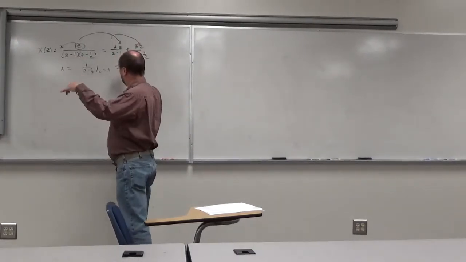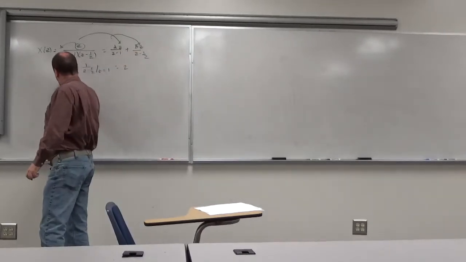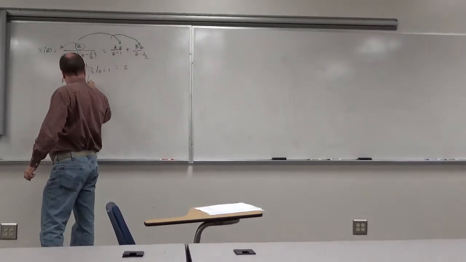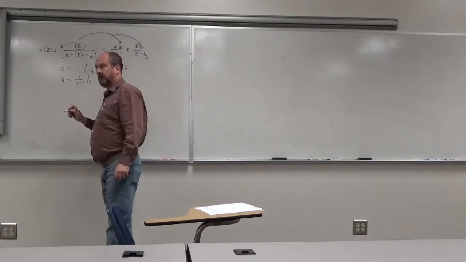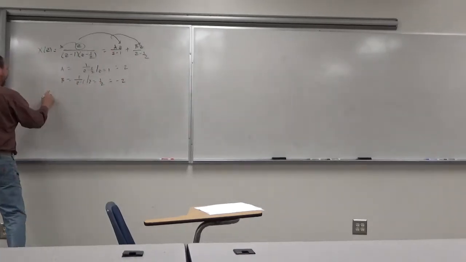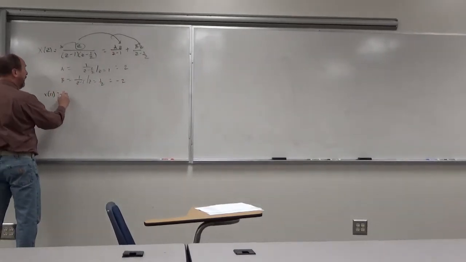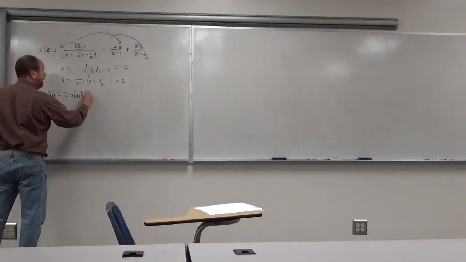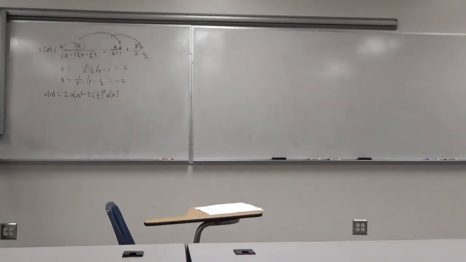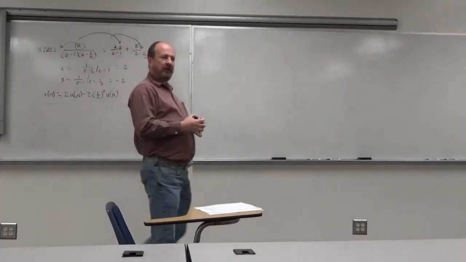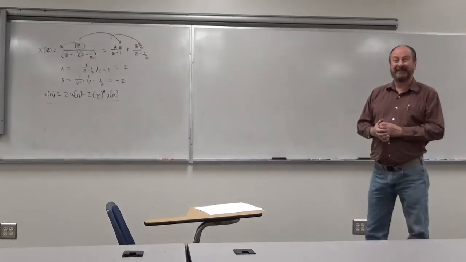So that is 1 over 1 minus half, looks like 2, and B would be 1 over z minus 1, evaluated at z is 1/2. -2. So the answer looks like x of n is 2 u of n minus 2 times 1/2 to the n u of n. Okay, there's our final answer. Now, I'm going to go into some sneaky little algebraic tricks that we're going to play so that we can avoid doing any real work. That's a good thing, right?